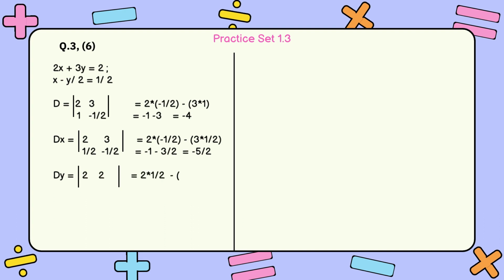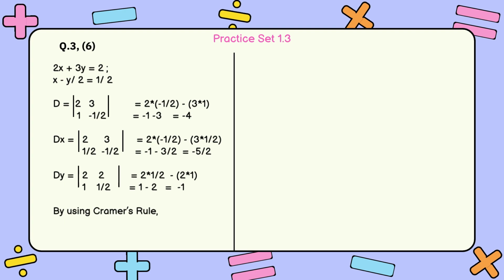So to find the value of D, we take the values of coefficients of x and y. We solve them as 2 into minus 1 upon 2 minus 3 into 1. The solution we get is minus 1 minus 3, and minus minus is plus, so we get minus 4 as the value of D. To find Dx, we replace the values of coefficients of x with the constants.